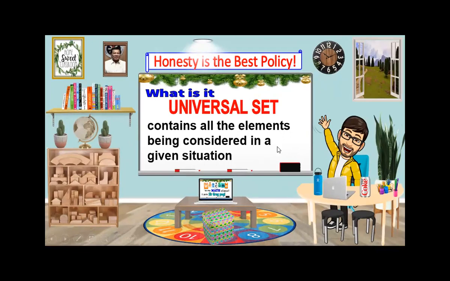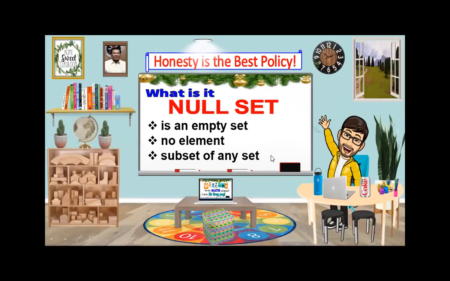Okay? Okay, null set is an empty set, no element, subset of any set. Ayan, sinabi ko na to kanina. Null set is an empty set, no element, and a subset of any set. Okay? A null set is a subset of any sets. Lahat. Subset po siya. Kasi magsisimula siya sa nothing, tapos pa isa-isa. So, kaya nga, subset yung null set sa lahat ng sets.